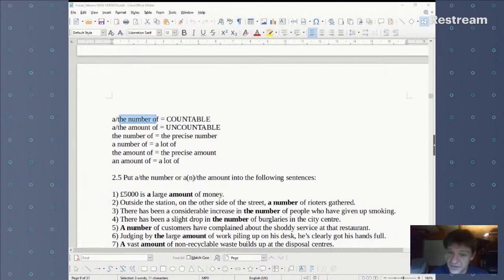The number of, using the definite article, is a precise number, so the amount of is a precise amount. Whereas an amount of is more like a lot of, a large amount of. So if you say a large amount of work, that doesn't sound very good actually. A great deal of work, or yeah, I'm using different vocabulary, but certainly an amount of is more like a lot of, and the amount of is precise.